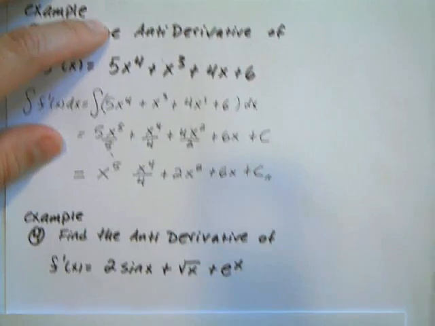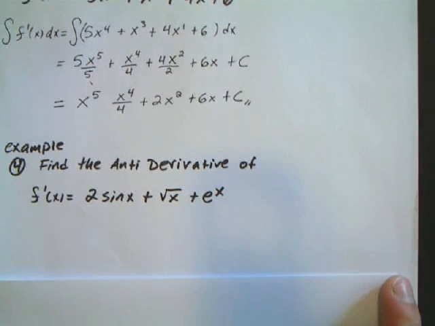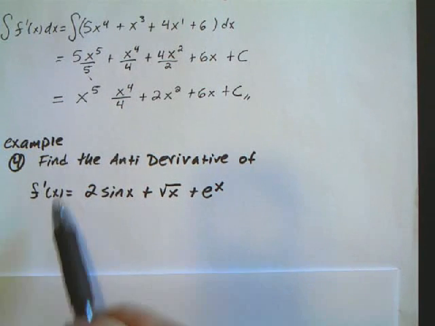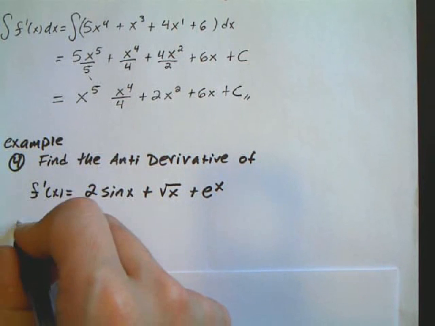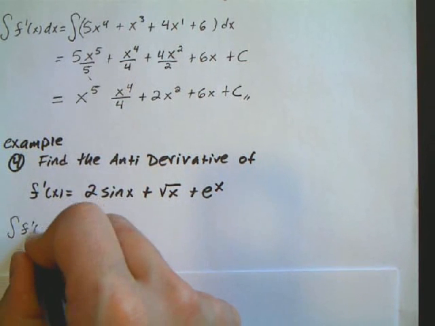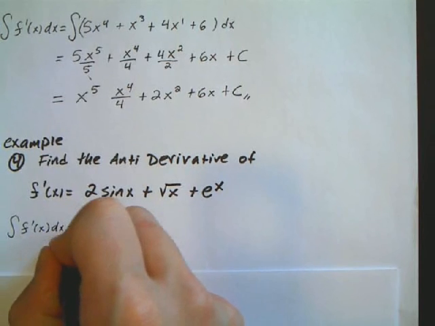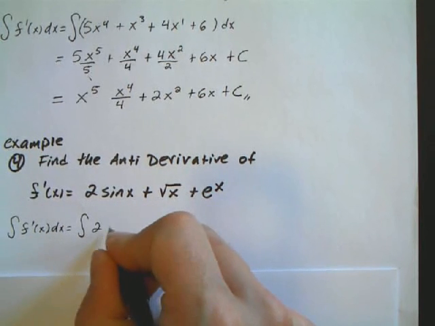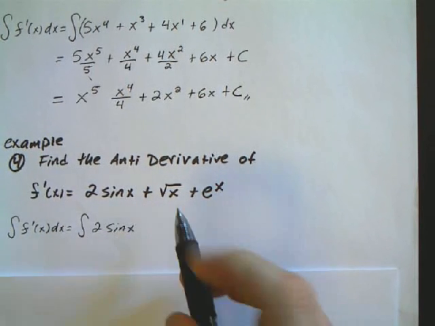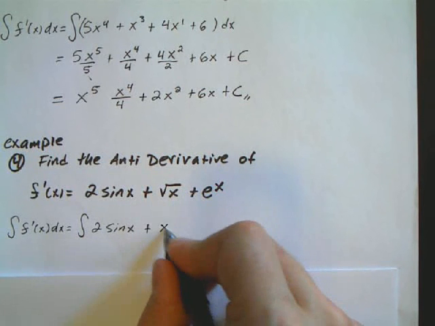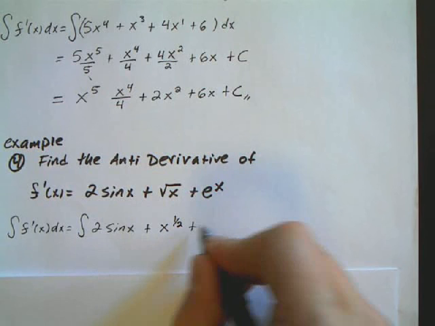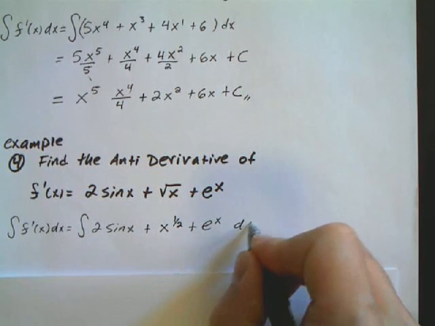Alright, next example. Find the antiderivative of this. So the same deal, I go ahead and integrate my derivative, which means I integrate 2 sine of x. Now I want to be able to see what power this is, so I'm going to write this as x to the 1/2 plus e to the x, and it's all with respect to x.